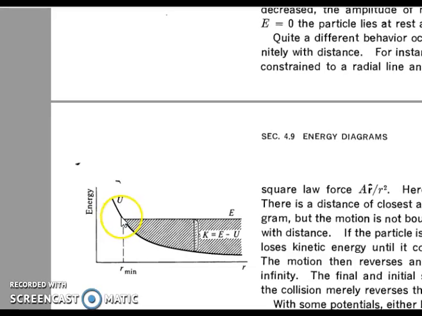So after reaching this point, it will go back to infinity, which means it will follow the same path. Anyway, the kinetic energy, the potential energy, and the velocity will have the same values, and the velocity of the particle will be reversed. If you look at the path, it should be exactly the reverse in the reverse motion.